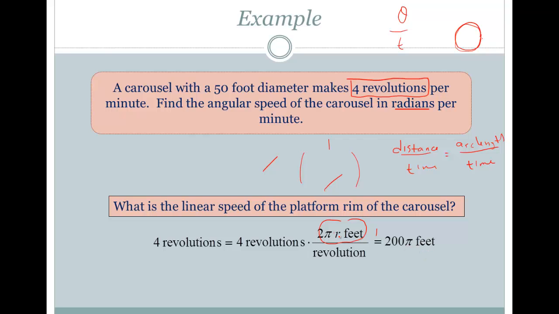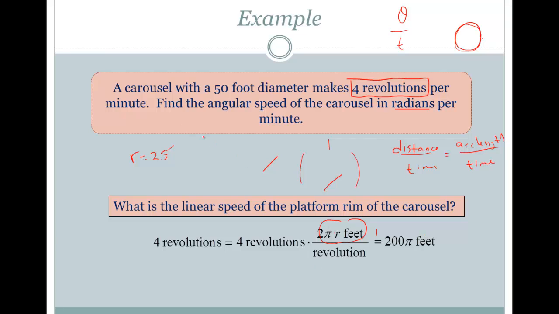r is equal to, let's see, we have a 50-foot diameter. So r here is 25. So 25 times 2 is 50, so I have 50 pi times 4, which is 200 pi feet. That's how far I've traveled.